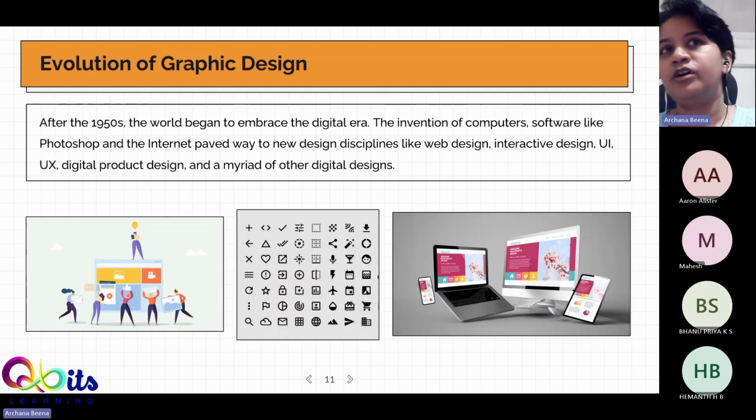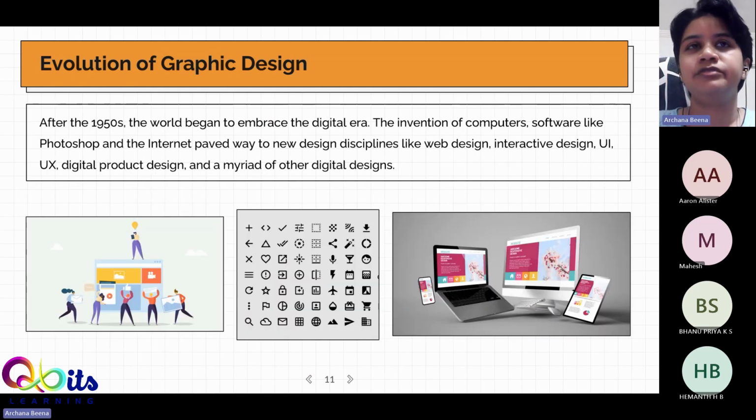So after all of that, after the 1950s, when the internet came about, when the digital era also came about, the invention of computers and software like Photoshop and the internet paved way to new design disciplines, which we now call web design, interactive design, UI, UX, digital product design, and a whole new era of things. But even now, if you look at where we are, look at the first example.